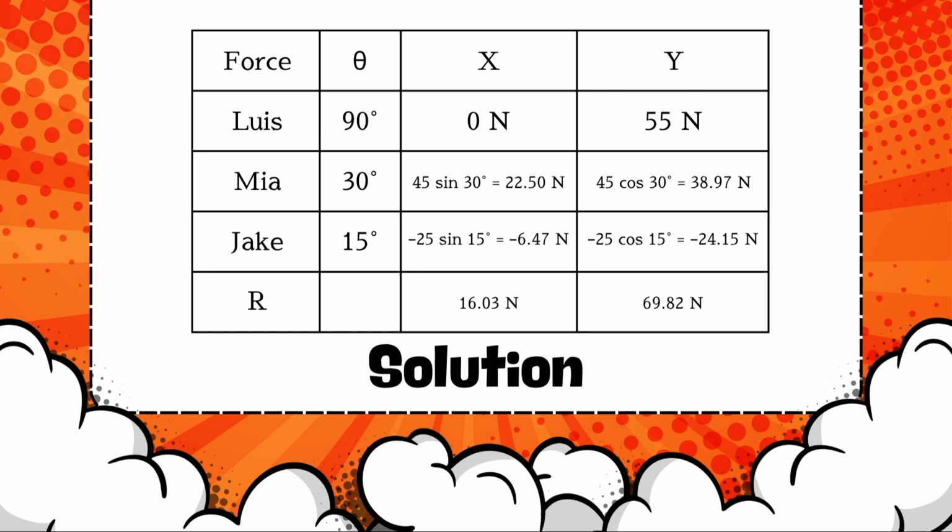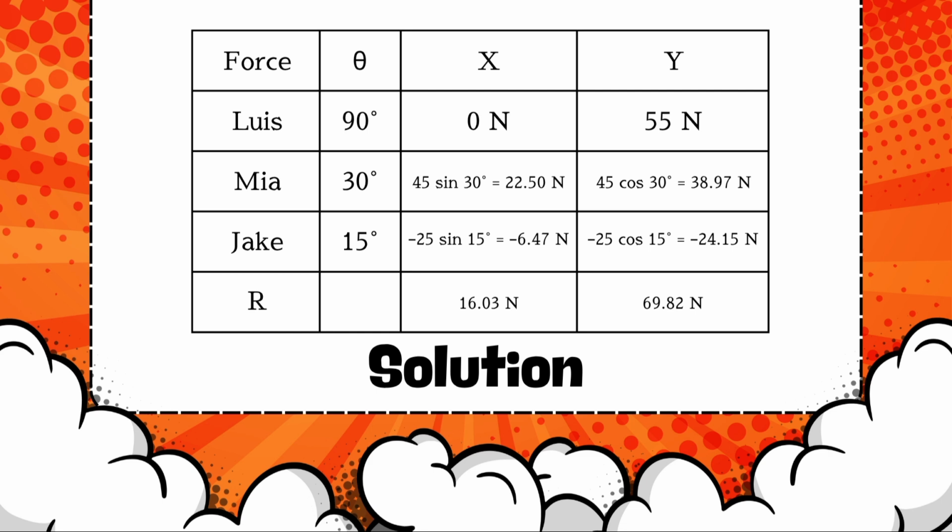Since the angle is measured from the north axis, the north or y component uses cosine, while the east or x component uses sine. This gives Rx equals 45 sine 30 degrees, which is equal to 22.5 east, and Ry equals 45 cosine 30 degrees, which is equal to 38.97 north. Jake pulls with 25 Newtons at 15 degrees west of south, so both components are negative.